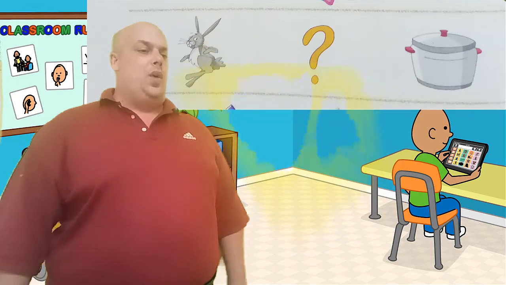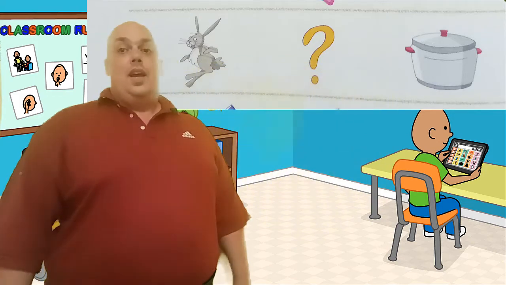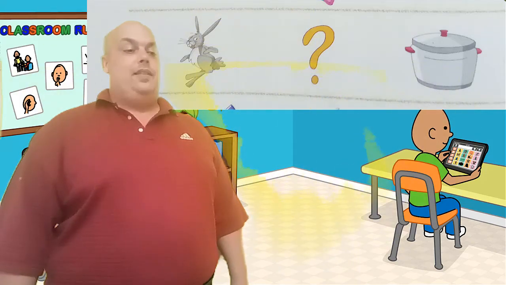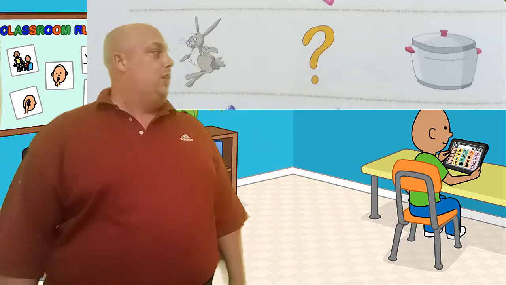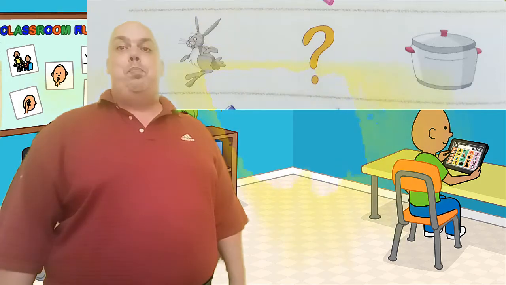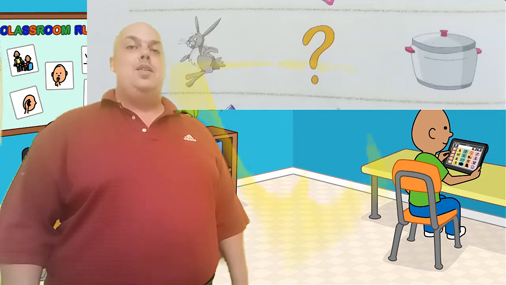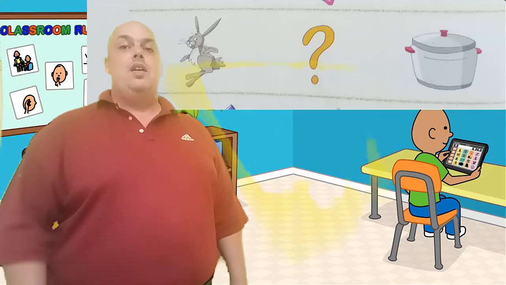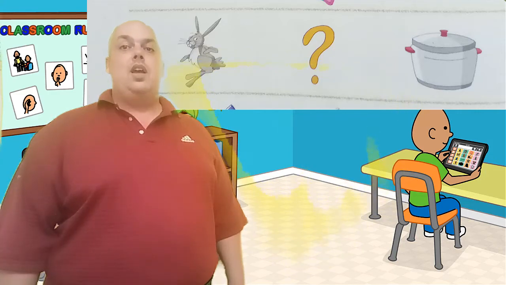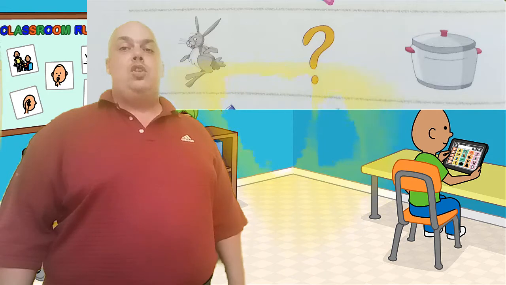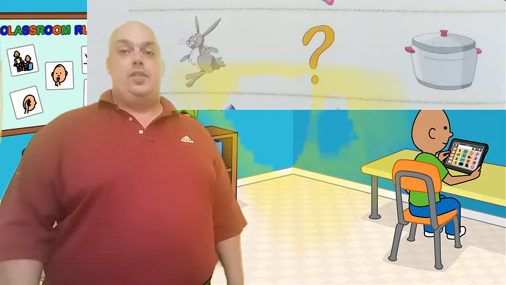So here we go again. What do we see over here? Well, I see a rabbit, I see a question, and I see a pot. Now I want you to circle the picture that starts with the R sound. R, R, R, R. Circle the picture that starts with the R sound. So is that rabbit, question, or pot?